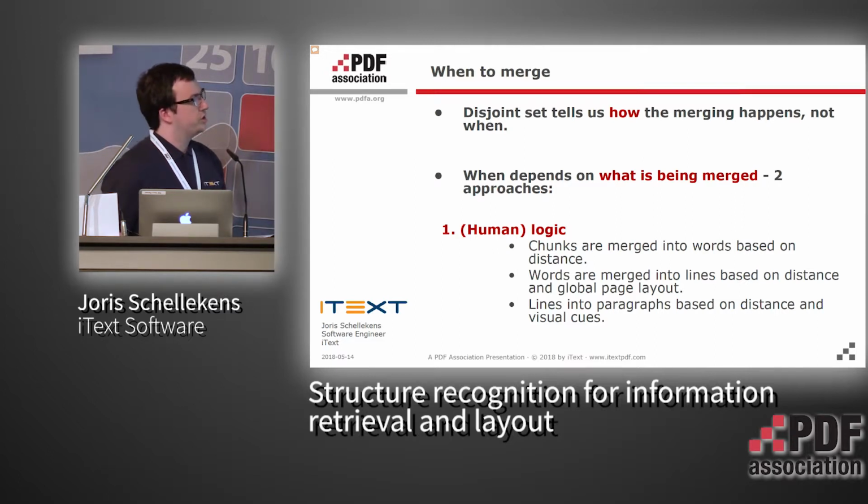So the first approach is using human logic or heuristics. So we merge two chunks into words if they are close to one another. And close to one another can be interpreted as they are less than a single space apart in the same font. Similarly, we can merge words into lines based on the distance between them, based on whether we detect a break in layout that might indicate a two-column article, etc.